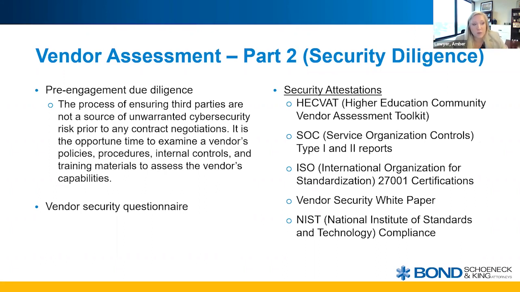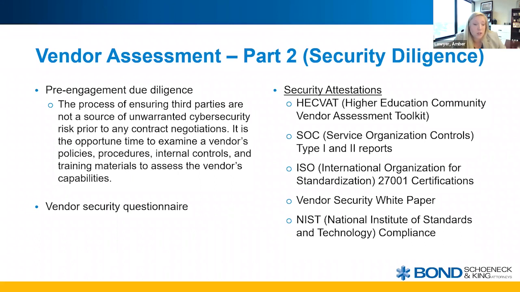And so one of the ways that we see a lot of tech vendors and vendors in the higher ed space deal with this security diligence is by providing some form of security attestation. Sometimes that comes in the form of a security white paper or defined documentation in relation to data security and the procedures that your vendor may implement. You'll also see that vendors in the higher ed space are willing to provide a HECVAT report, a Higher Education Community Vendor Assessment Toolkit report, or a SOC Type 1 or Type 2 report.